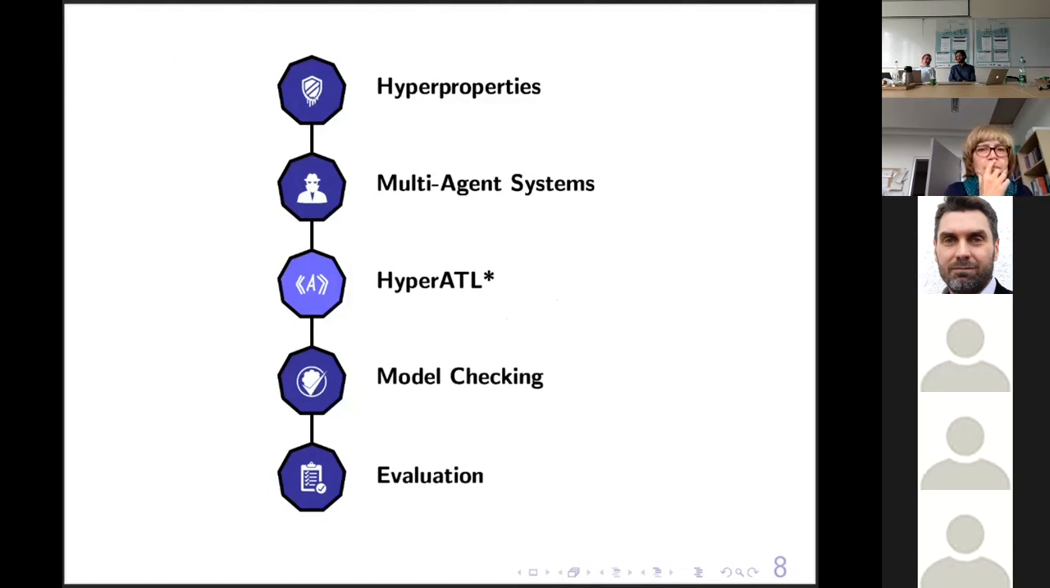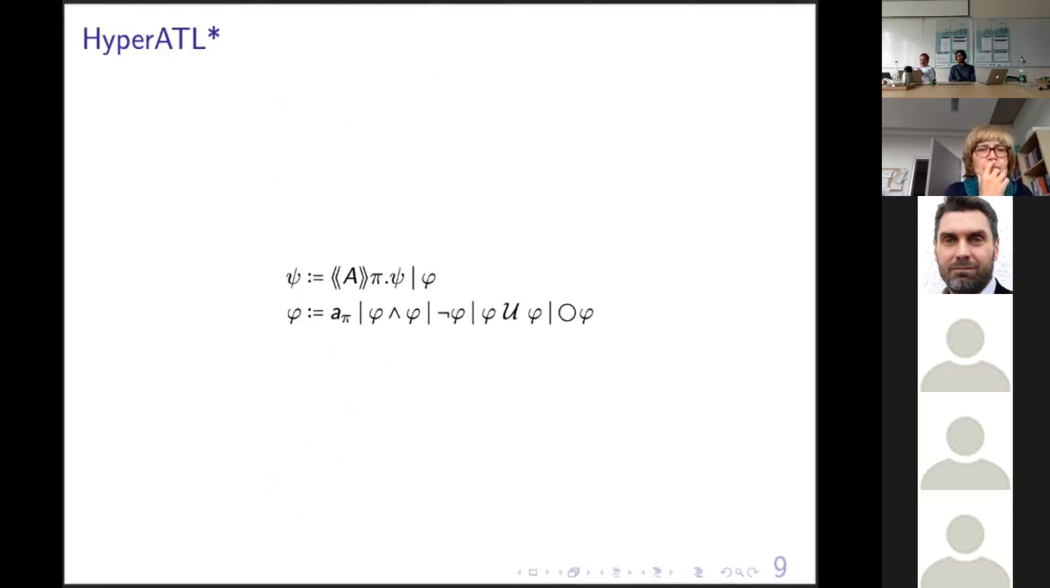And this is exactly where our new logic, hyper-ATL star, comes in. Syntactically, our logic looks a lot like hyper-LTL. Here I only gave a restricted fragment that corresponds to LTL. In fact, our logic is a branching-time logic. But in this restricted fragment, we have an initial prefix of strategy quantifiers, where the output of our game is bound to a path variable pi. And then we have again an LTL formula as for hyper-LTL. The meaning of such a strategy quantifier essentially is: do the agents in A have a strategy such that when the result of this game is bound to pi, the remaining formula holds?